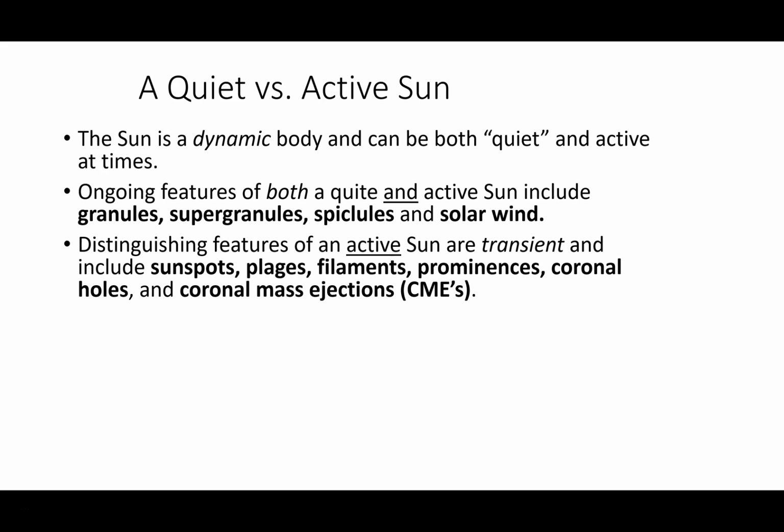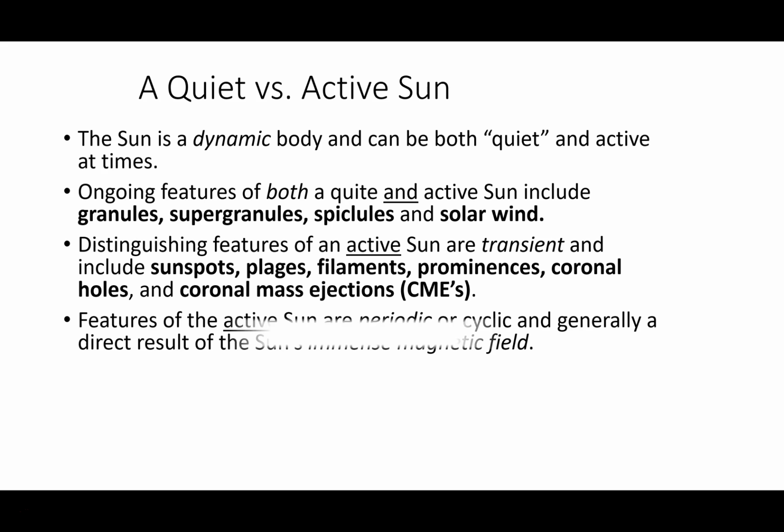When the sun is active, what do we have going on? We have sunspots, plages, filaments, prominences, coronal holes, and the big granddaddy of them all, the one we look for, the CMEs, which can basically destroy our electrical grids. Coronal mass ejections, okay, but they're all features of an active sun.